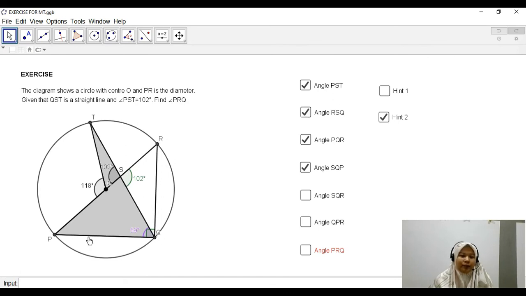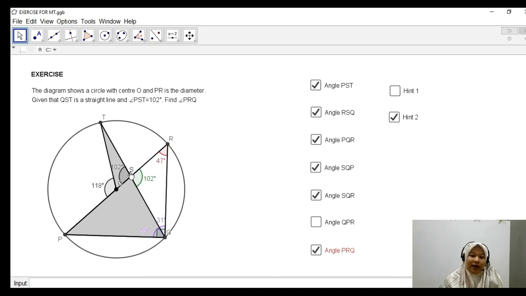Since we know PQR is 90 and this PQS is 59, hence we can find SQR. SQR is 90 minus 59, so we will get 31. So now we can get the angle SRQ, which is 180 minus 102 minus 31. Then we will get 47. SRQ is also equal to PRQ. Hence, we already get our answer. The angle of PRQ is equal to 47.